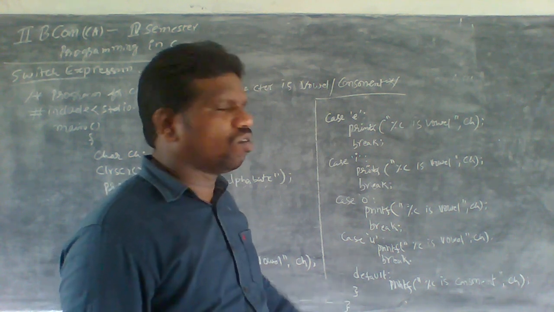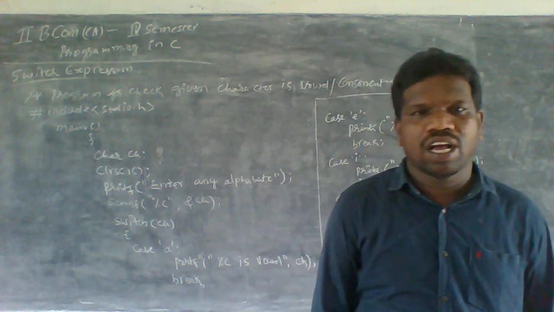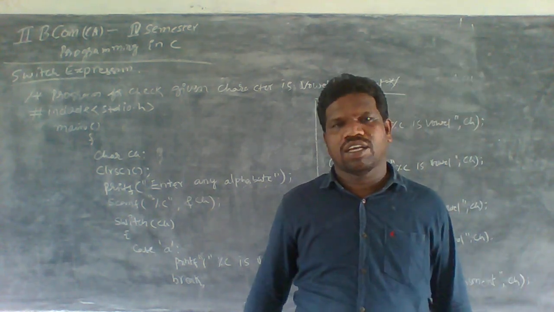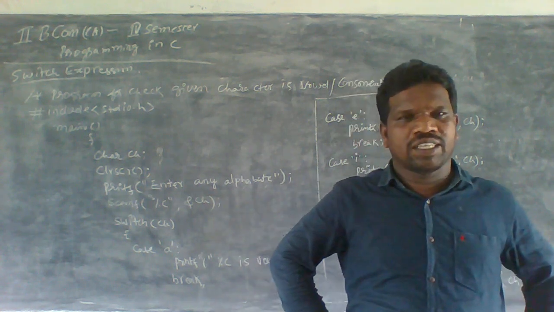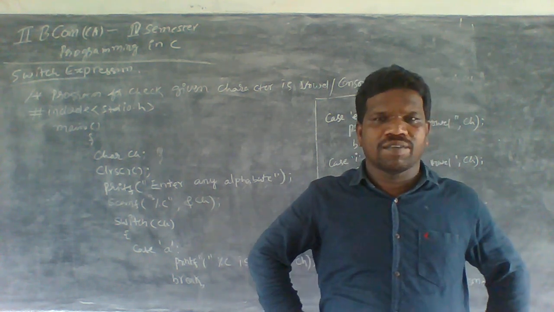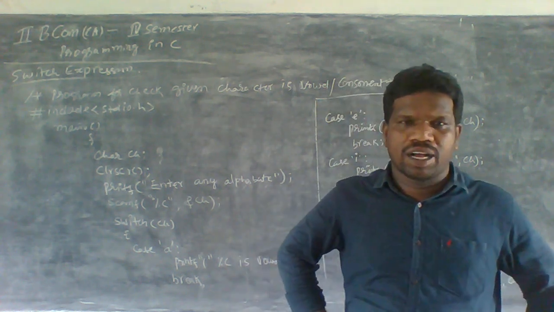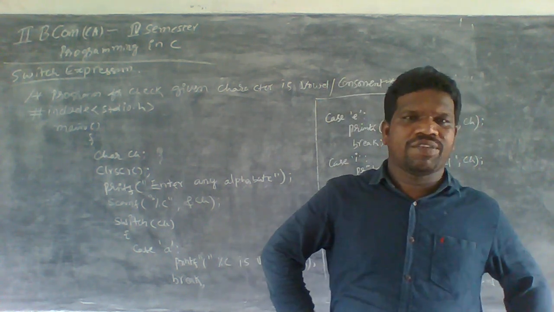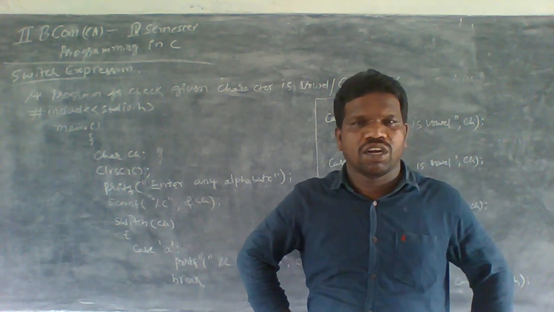Okay, so let me explain how to execute the program while we are entering any alphabet here. In this session we have to save the program before compiling it. You have to save it with F2 and enter the program name here. We have to enter it with the extension .c.